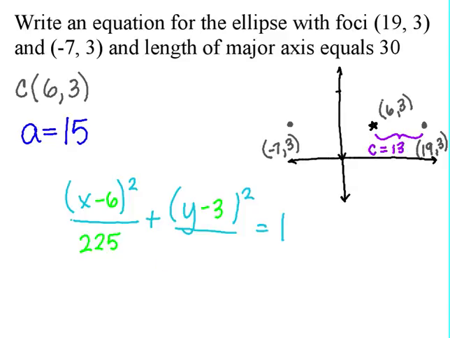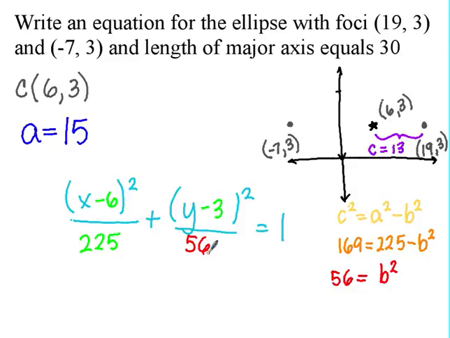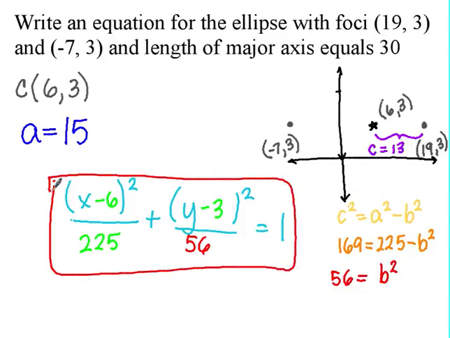You have to find it. We know that c squared equals a squared minus b squared. So c squared is going to be 169, and a squared is going to be 225. So what does b squared equal? 56. Now you don't need to go down and find what b is, because the formula has b squared. So I could stop right there, put 56, and then I'm done. Okay?